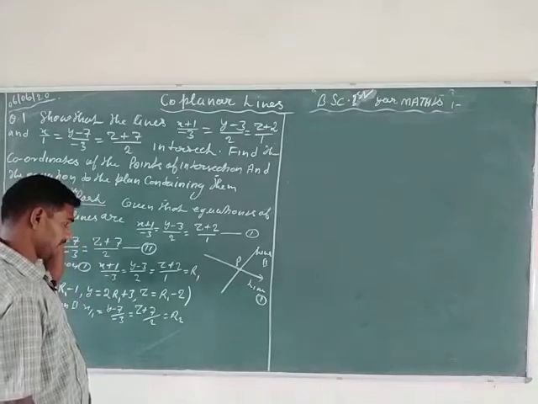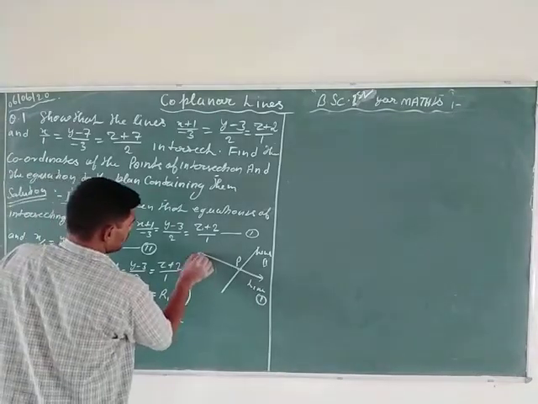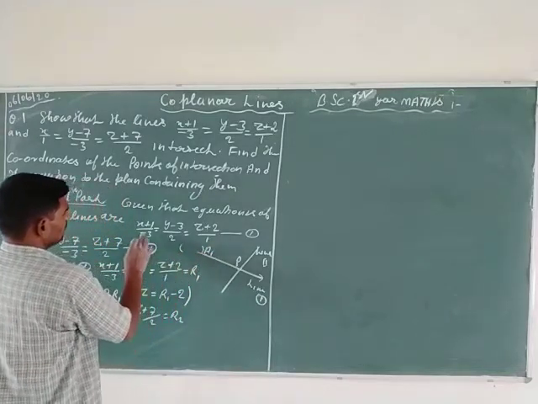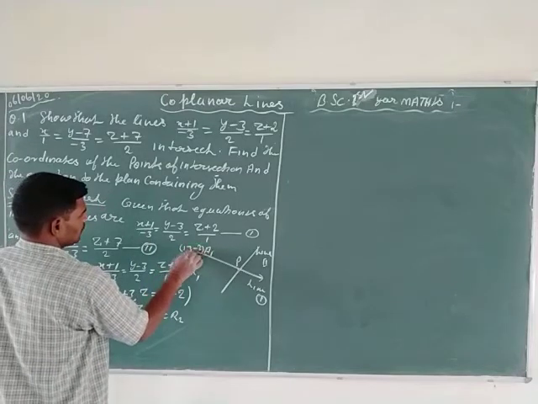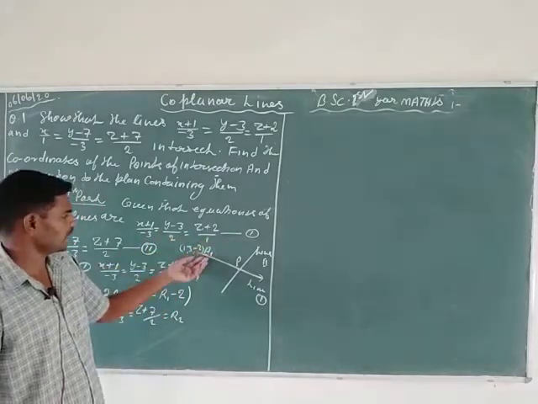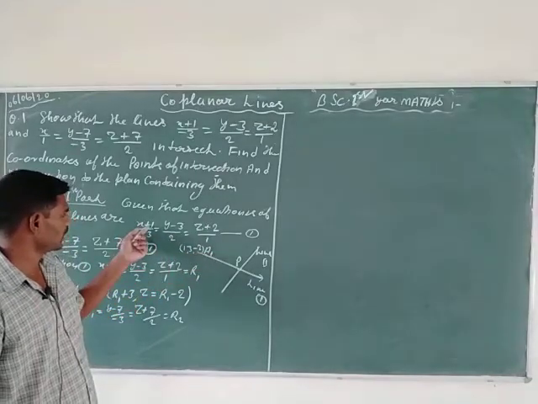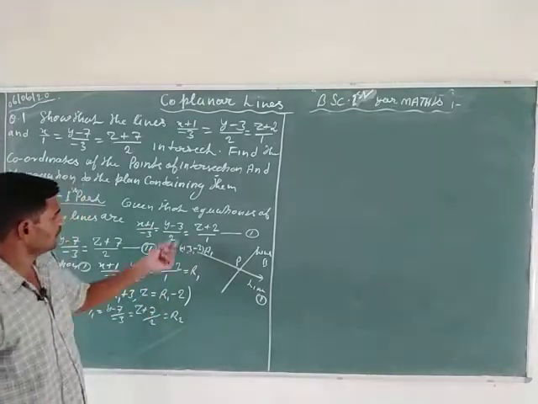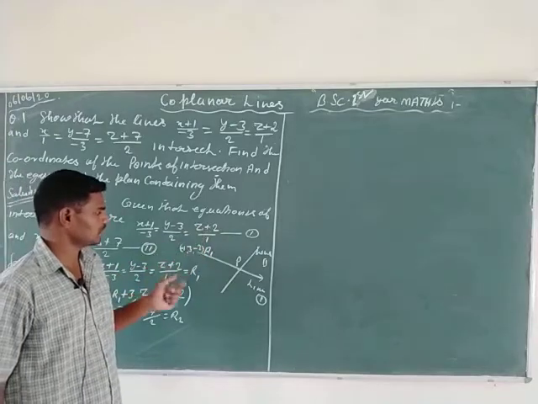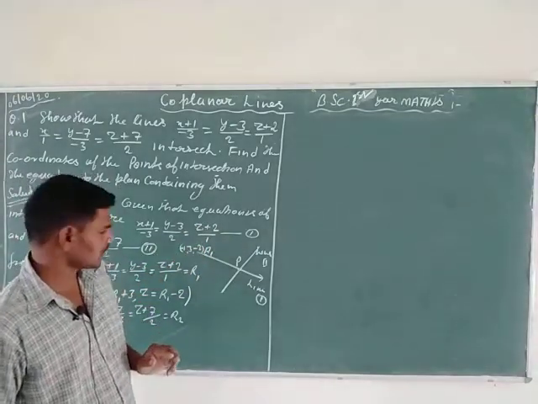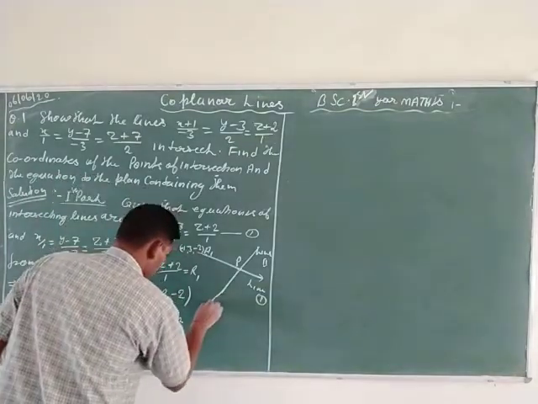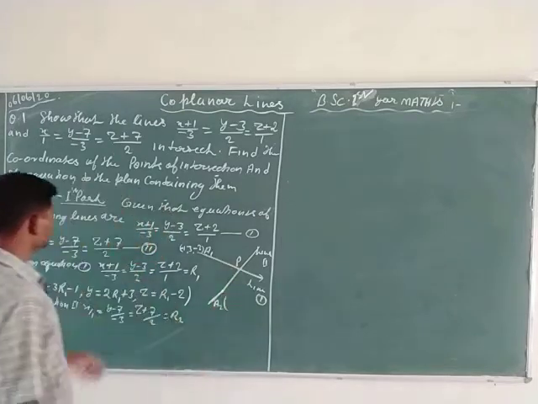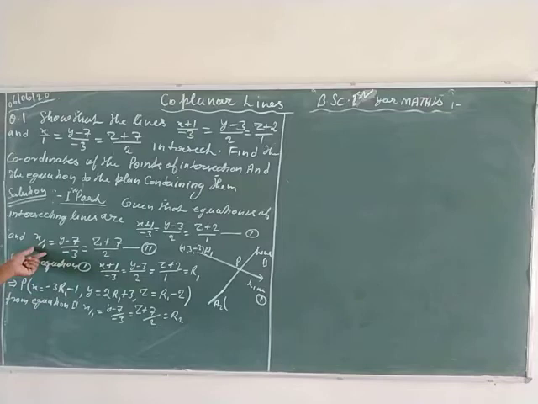So here you can show that suppose the point on the first line is A1. From the first line equation, the coordinates of the point capital A1 are minus 1, 3 and minus 2. So write minus 1, 3 and minus 2 as the coordinates of a point on the first line. Similarly, the coordinates of a point on the second line, denoted by A2, are taken from the equation of the second straight line.